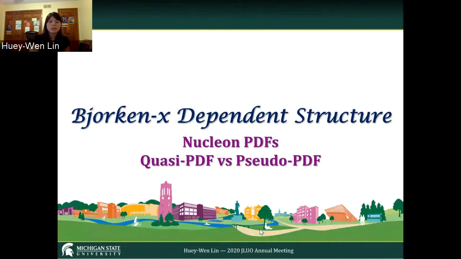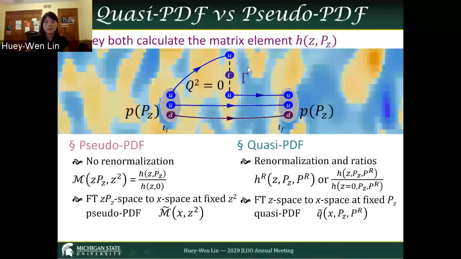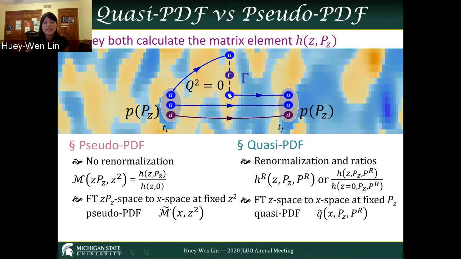And so I'm going to start to talk about the x dependence, and I don't have a lot of time, so I'm going to rush a little bit. I was specifically asked by the organizer to focus a little bit on the quasi-PDF and pseudo-PDF, so I'm going to start with that. They both calculate something very similar to what we calculate in the nucleon matrix element, except we have an operator that is slightly more complicated. Instead of a local operator, now you have an operator that has a Wilson line in between.